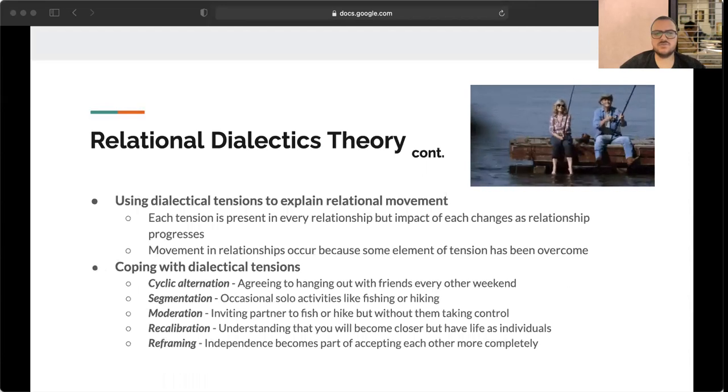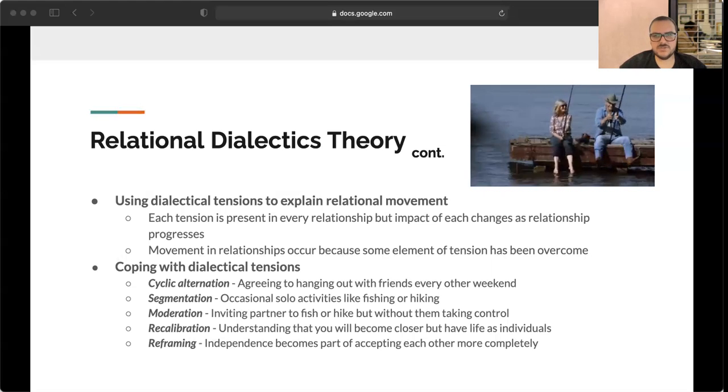Using dialectical tensions to explain relational movement. Each tension is present in every relationship, but the severity and the impact of each changes as the relationship develops and progresses. Movement in relationships occurs because some element of tensions have been overcome. So, generally, this dialectical tension diminishes as we become more intimate. But even engaged couples have broken up when the pull towards autonomy, again, which is the freedom and independence, proves to be stronger than their connection to their partner, to their fiance.